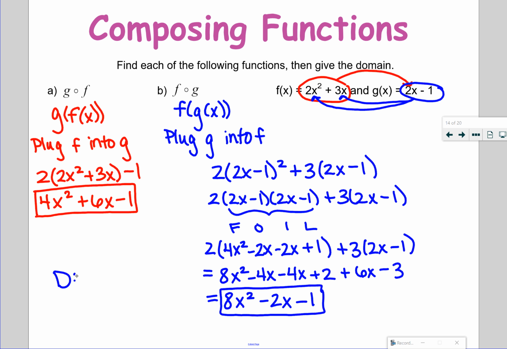Domain again for both of these will be all real numbers. There are no restrictions in the original problems, no square roots or denominators, and no restrictions in our compositions as well. So domain is all real numbers.